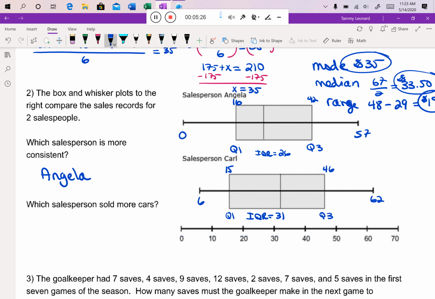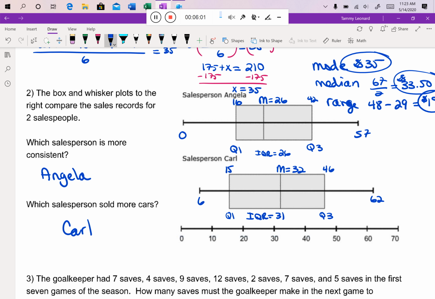If you look at Angela's median, it's only at 26. Whereas if you look at Carl's median, it's at 32. That means 50% of the time he sells more than 32 cars, and 50% of the time he sells less. Whereas for Angela, 50% of the time she sells more than 26 and 50% less. So it looks like overall, Carl sold more cars.